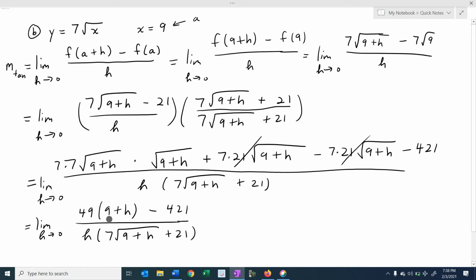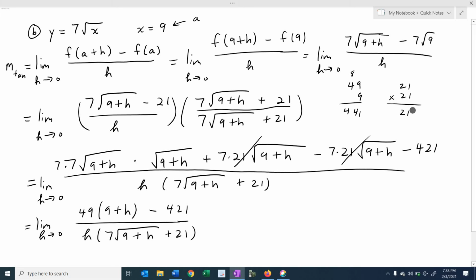Okay, now you have to distribute this 49. So 49 times 9 would be 441. So that makes me think I may have messed up here. Let's check this. This should be 441 as well, I believe.